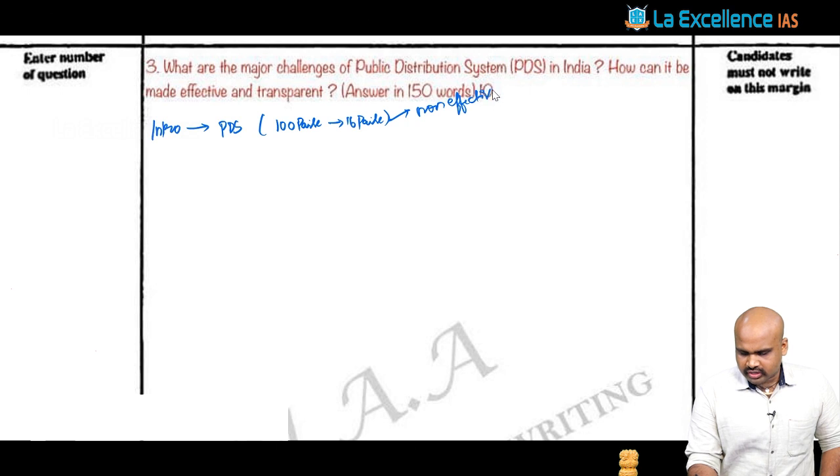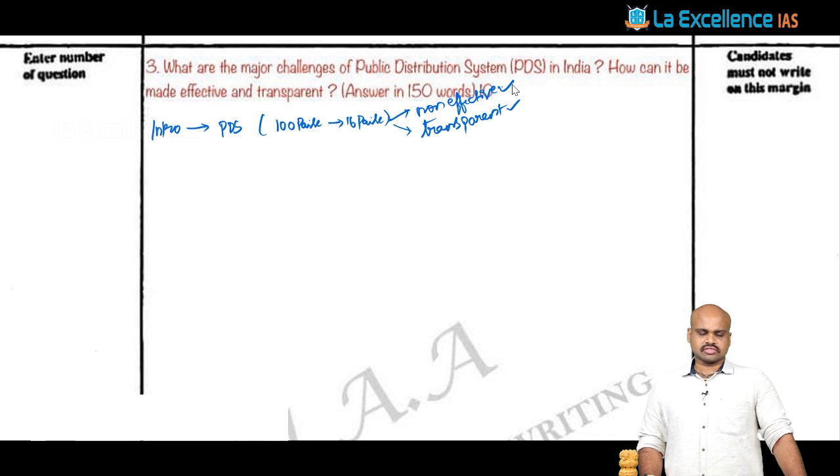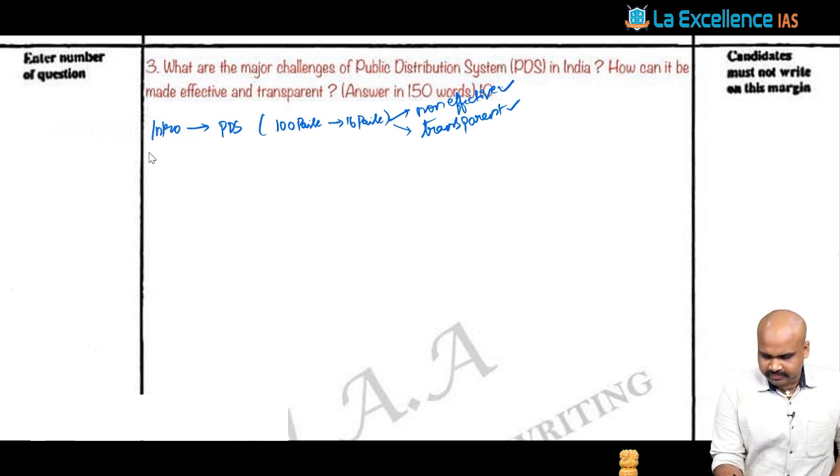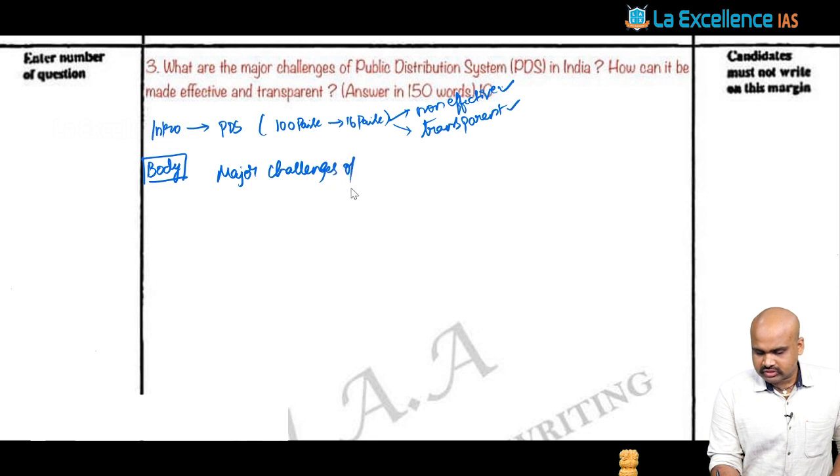And it is not only showing that the system is non-effective, it is also showing that the system is not transparent. Now, when it is able to show that the system is not transparent and not effective, that is what the question is asking. And the reason for such non-effectiveness, when we enter the body, here what we write is that we can talk about the major challenges of PDS. The major challenges of PDS could be the heading that we use here.